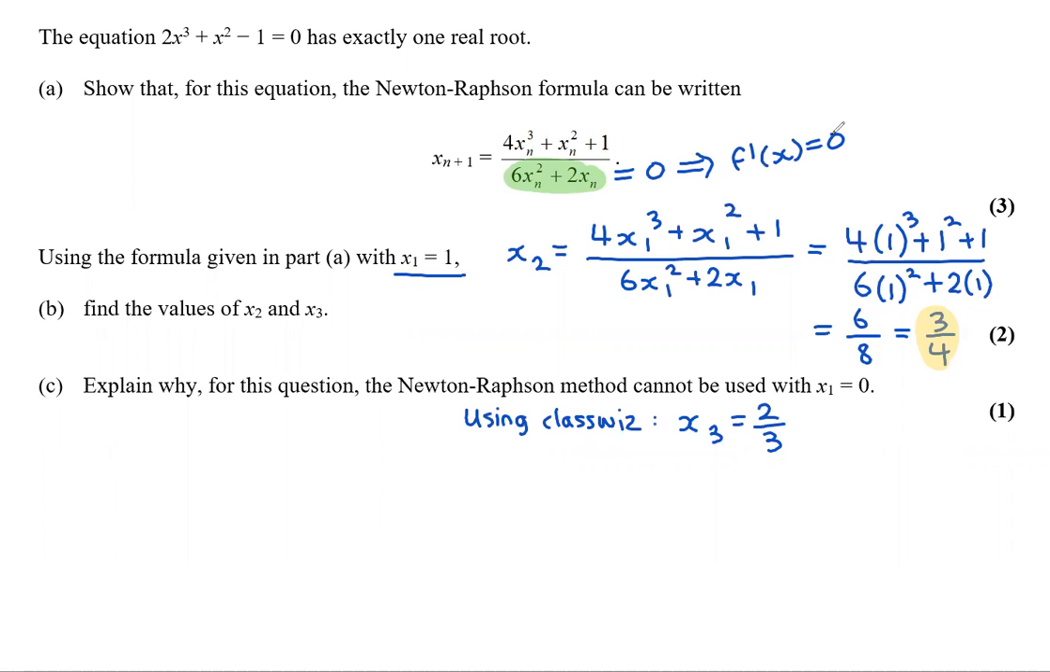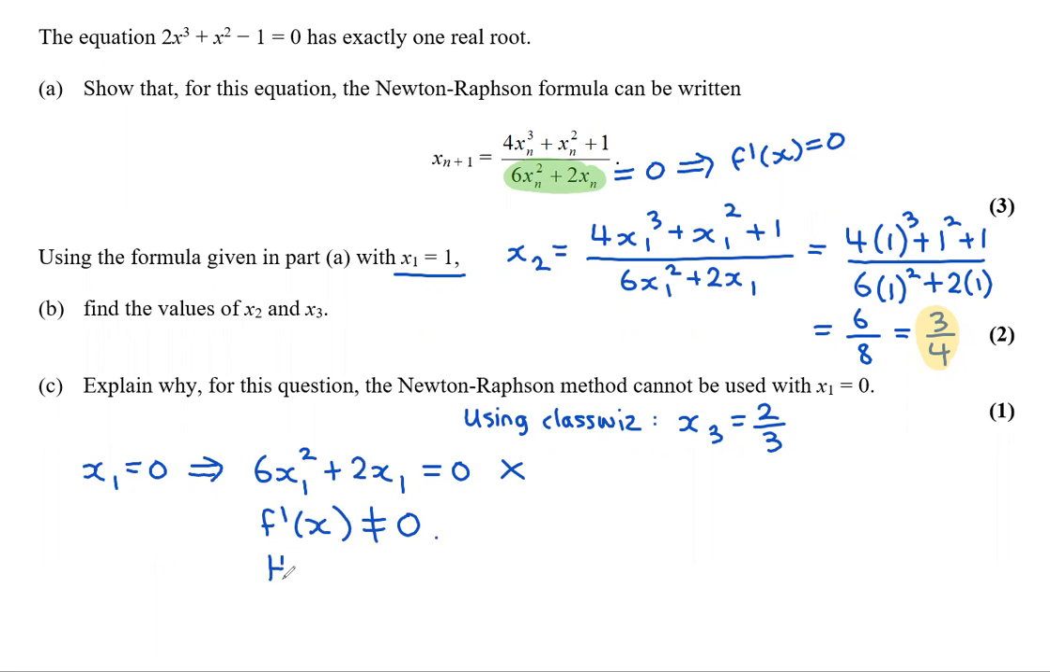So we have to say, if you're using x1 equals 0, that would mean that you would have 6 lots of x1 squared plus 2 lots of x1, which is 0, which is not allowed because the gradient function is not allowed to be 0. Okay. You could also state something like this would give you a horizontal tangent. Okay, so it's 1 mark, and it's just showing that you understand this limitation of the Newton-Raphson method.